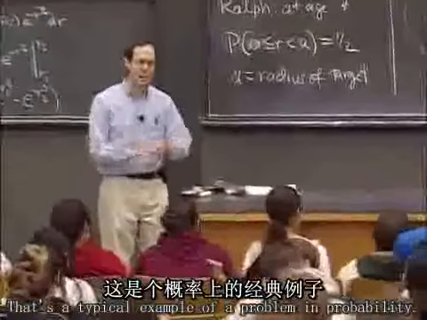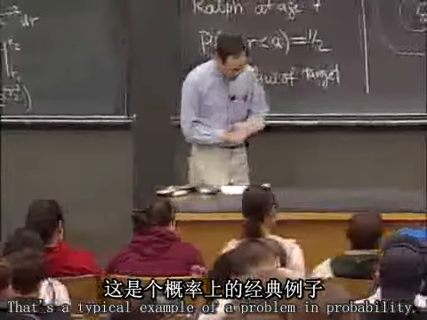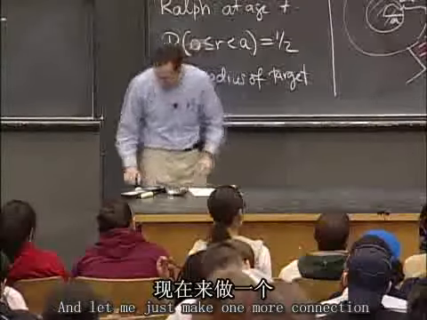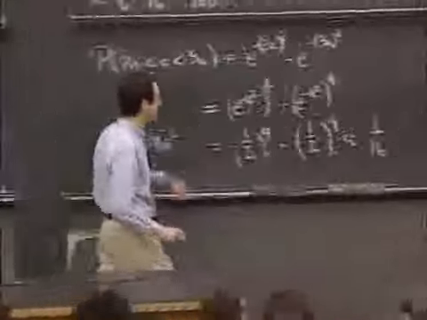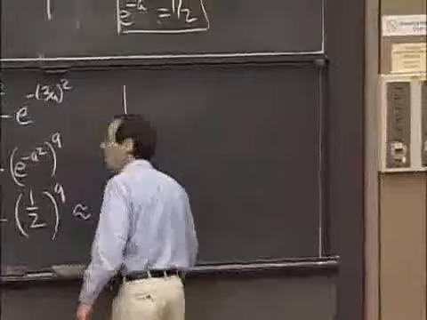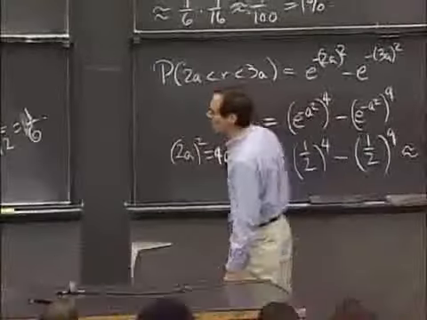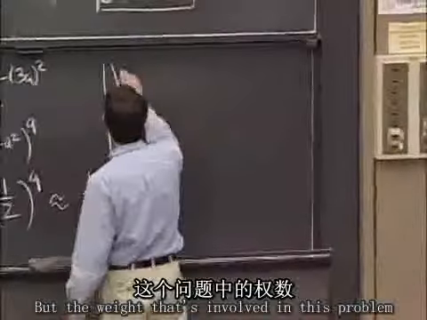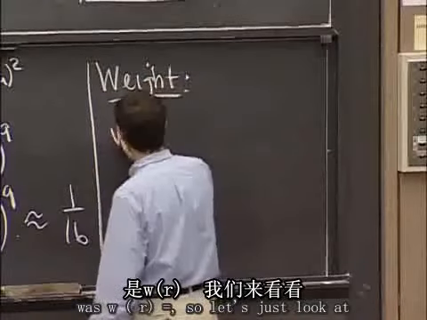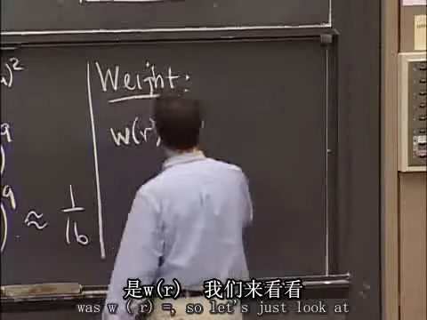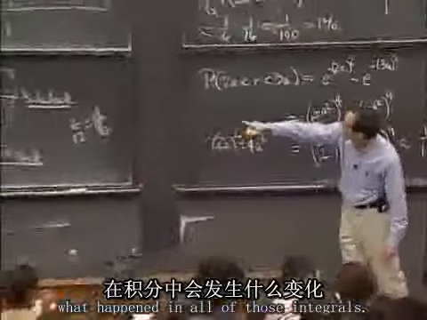Okay, that's a typical example of a problem in probability. And let me just make one more connection with what we did before. This is connected to weighted averages or integrals over weights. But the weight that's involved in this problem was W of R is equal to, so let's just look at what happened in all of those integrals.